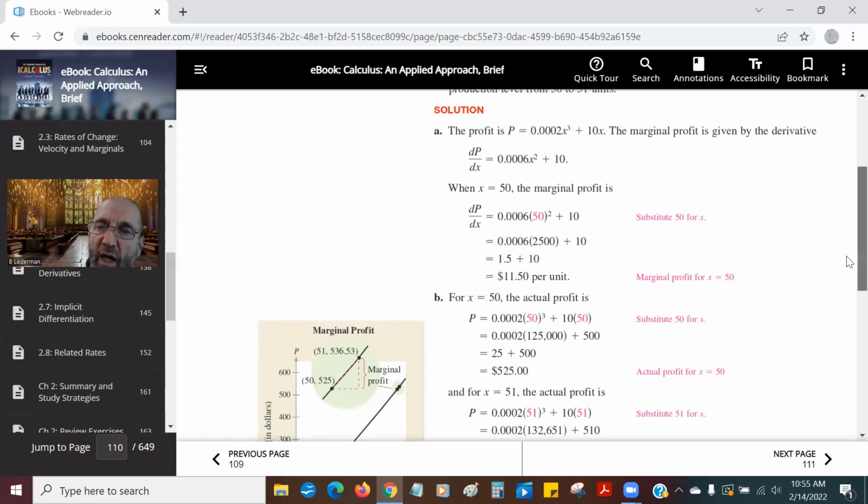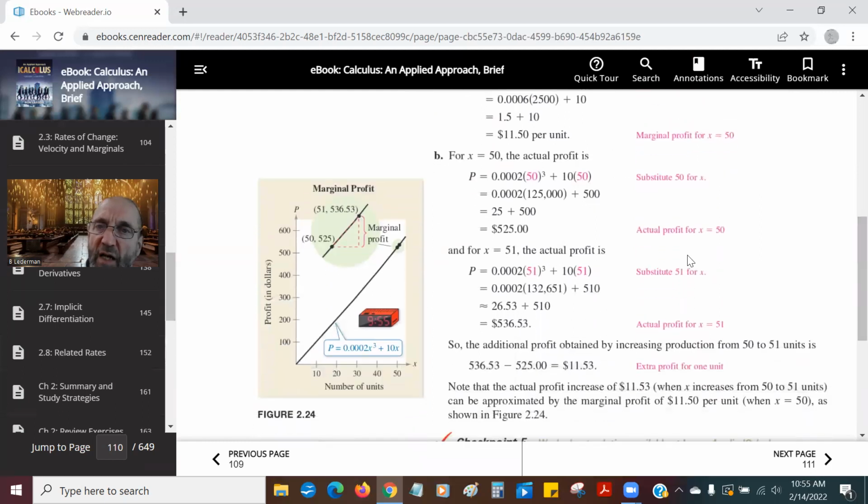Now, let's look at the actual profit. The actual profit is, go back to the original formula, which is 0.002x^3 plus 10x. When I plug that back in, the actual profit is 525. That's when x equals 50. What about when x equals 51? When x equals 51, I plug 51 into the formula, and I get an actual profit of 536.53. Now, if I would subtract these two, I get 1153.